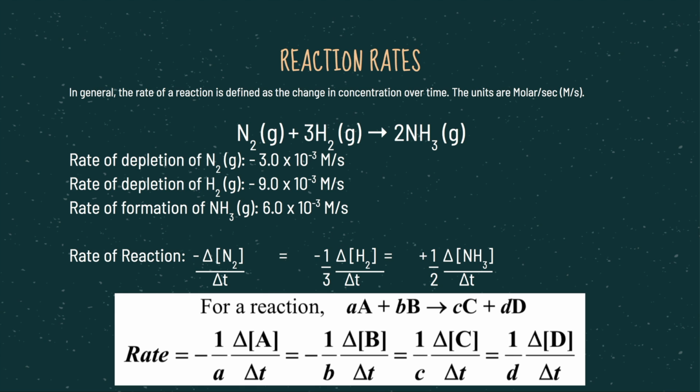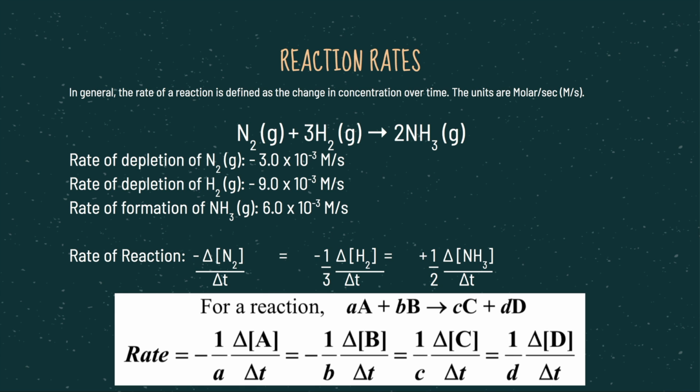The overall reaction rate is equal to the rate of the species only if that species has 1 mole in the balanced equation. In this case, it is equal to the negative rate of depletion of nitrogen gas. This means it is equal to the negative rate of depletion of hydrogen gas divided by 3 and the positive rate of formation of ammonia divided by 2.